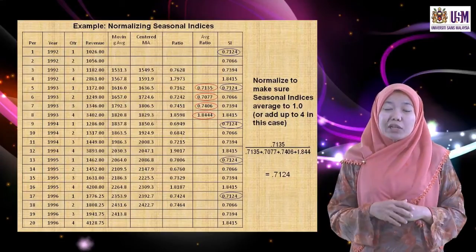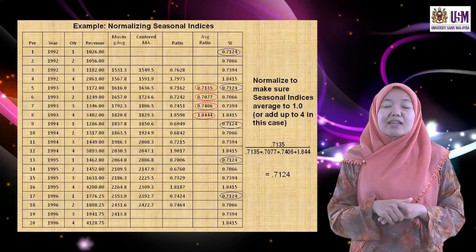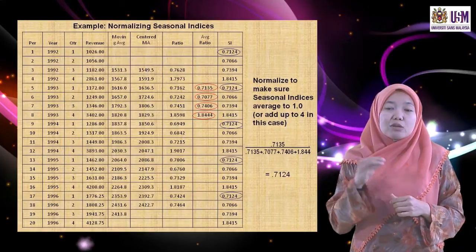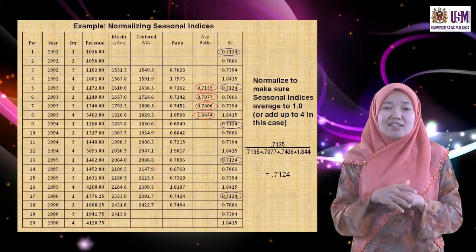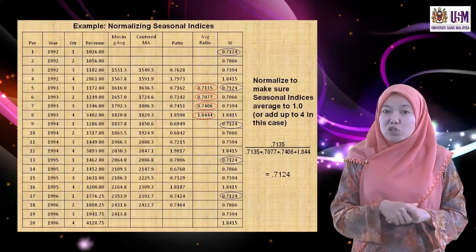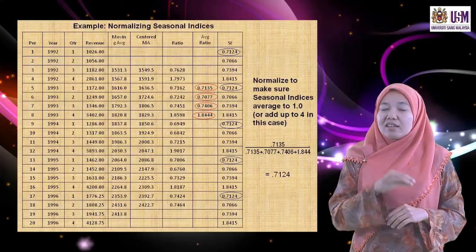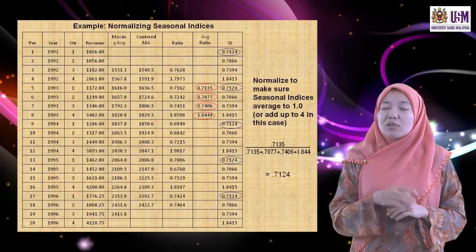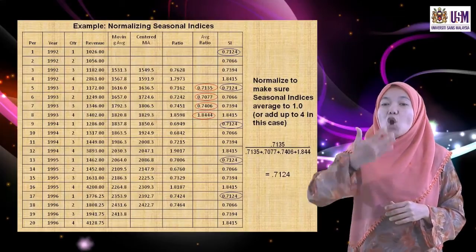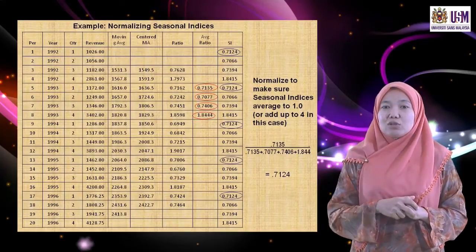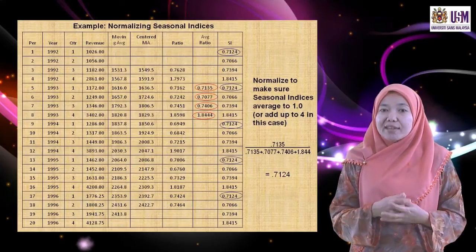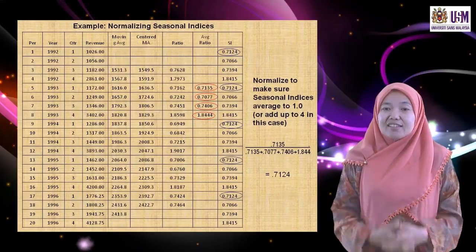Actually, you can skip this column once you have done the calculation. But I want to show you that when you calculate the seasonal index, you take the average of all the seasonal ratios, then you normalize, and you make sure they add up to 4, and then you have the same index over the years. So that's why we call it seasonal index. In this case, it's more than one value, seasonal indices.